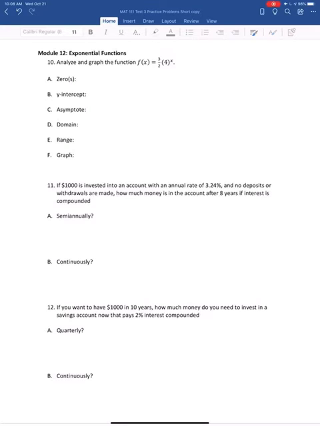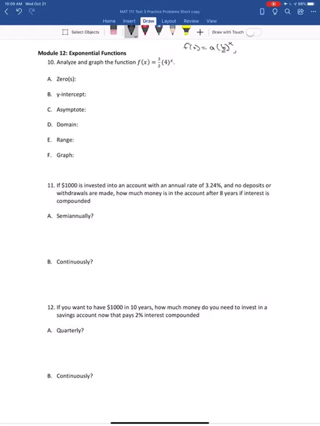All right, moving on, let's get into our next topic, which is exponential functions. In problem 10, it wants us to analyze and graph the following function, f of x, which you can see here is an exponential function. It's equal to 3/2 times 4 to the x power. So we've talked about exponential models, right? Looking at f of x equal to a times b to the x power.